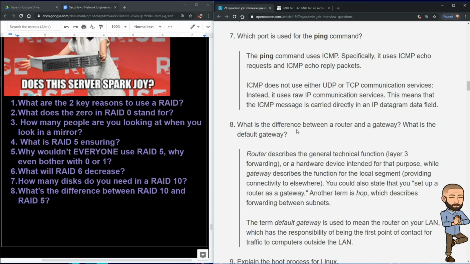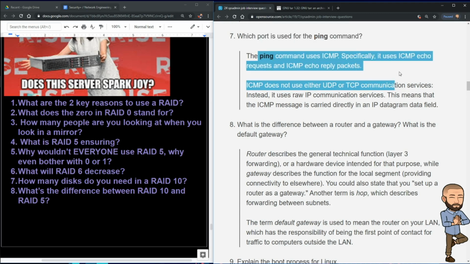Alright, so that was a big section. Let's now move into: Which port is used for the ping command? That's like an arbitrary, random, specific question.